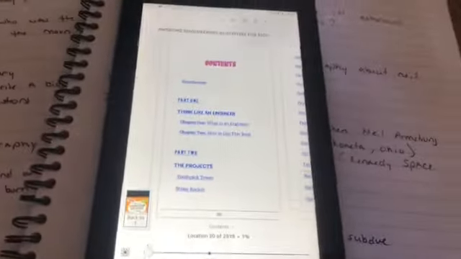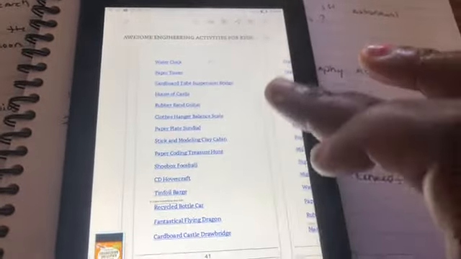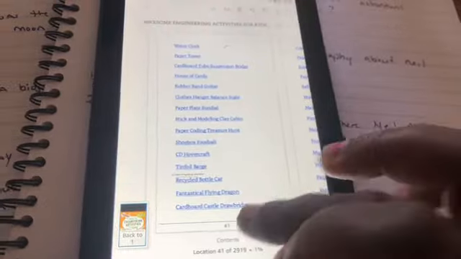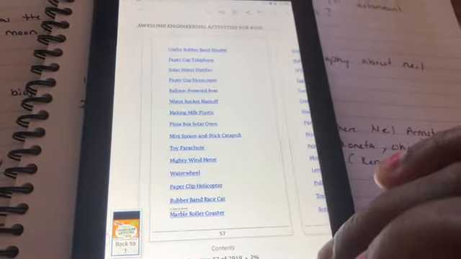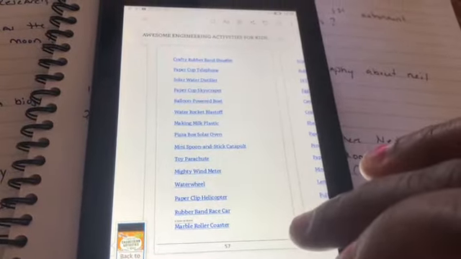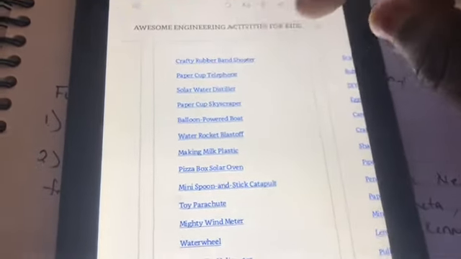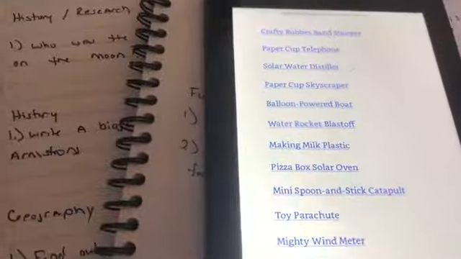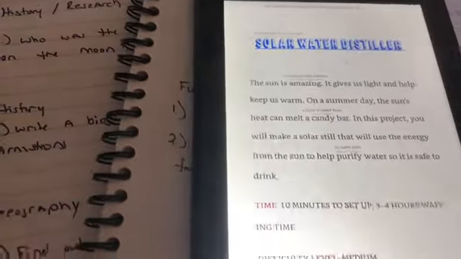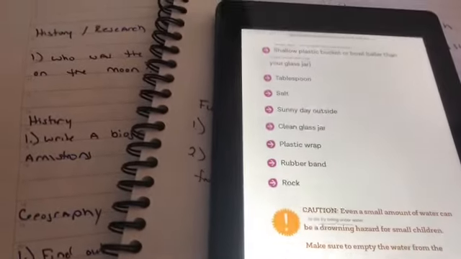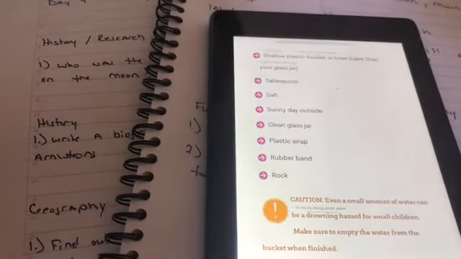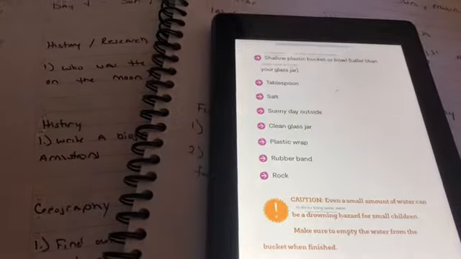So I'm just using this book that I have as an engineering STEM book that I have downloaded to my Kindle. I'm just kind of going through, and since we're doing sun, I'm looking for solar projects. So I was able to find 2 really good ones here. We have a solar water distillery that we can do, and then they have a solar pizza oven. So I'm just clicking on the link here and looking at the supplies needed to see what I have on hand and what I need so that I can run out and get it before school starts tomorrow.